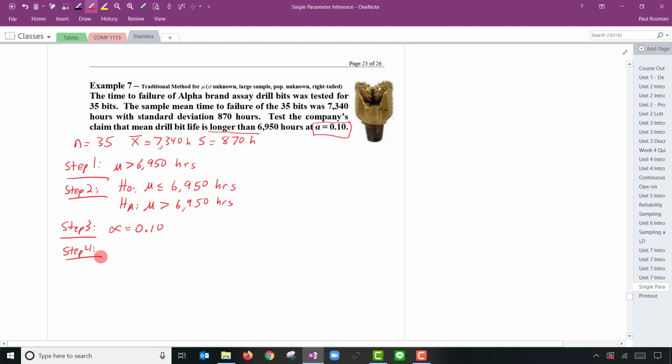Step 4 is where we check our conditions. Nowhere in this description did I see anything about sigma. I put the words standard deviation, I actually put it in words there to try to trick you, but it said the sample mean of 35. Well, this must be the sample standard deviation. So this is s. Sigma is unknown.